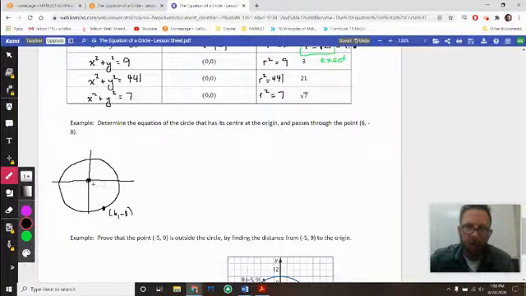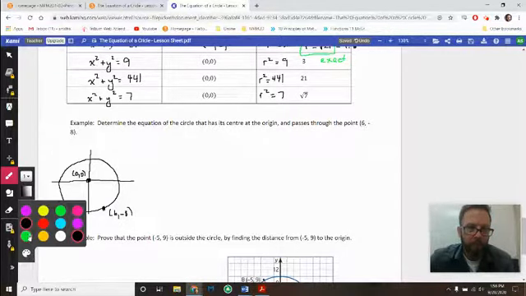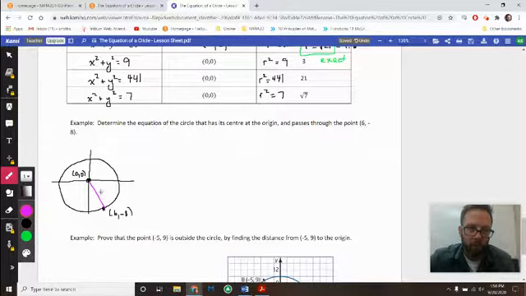Now, how can we calculate the radius? Well, the origin is the point 0, 0. And the radius of a circle goes from the center to the outside. Is there a way we could find the length of that line segment from the origin to this point we were given? And hopefully you said yes. It's the distance formula, right? We can do the distance formula with these 2 points.